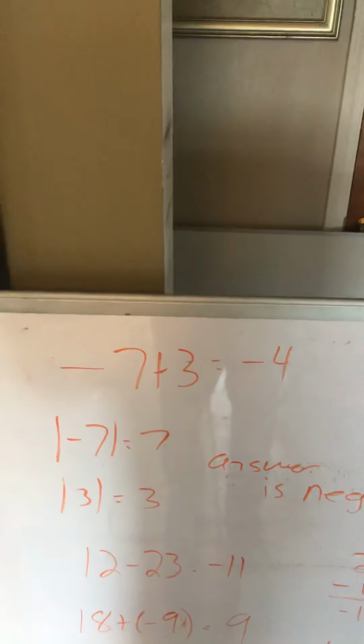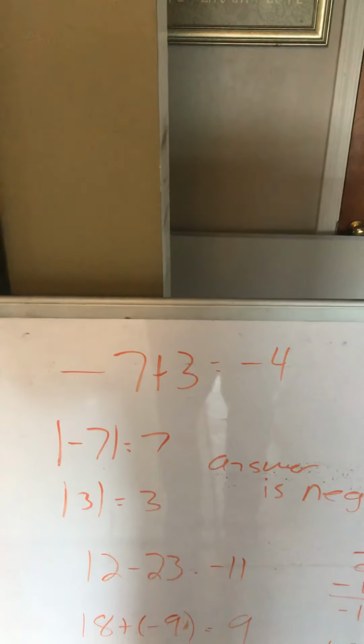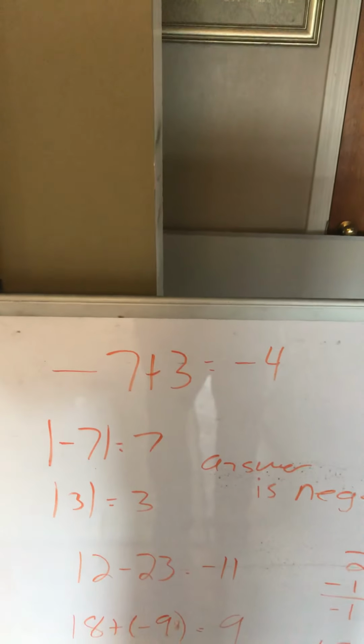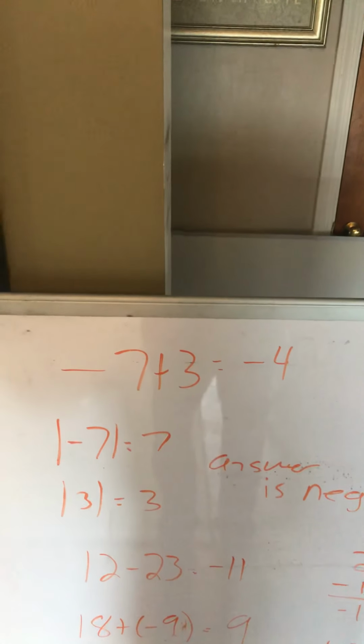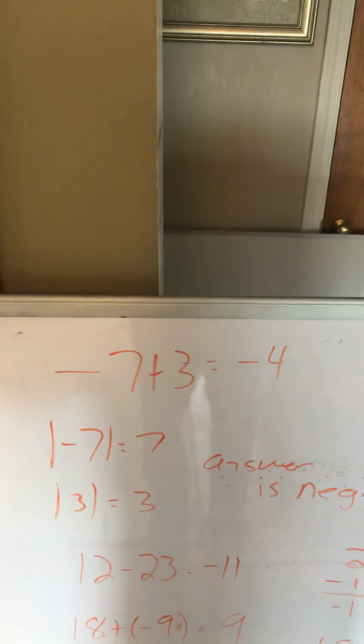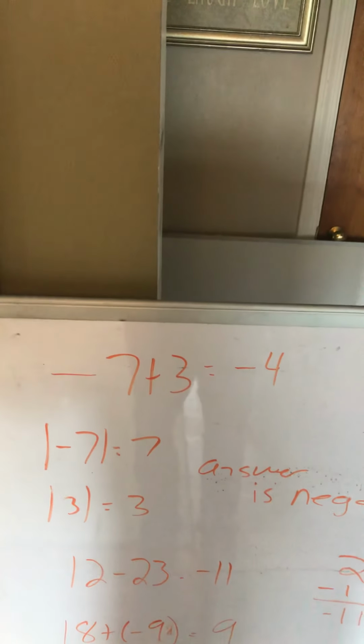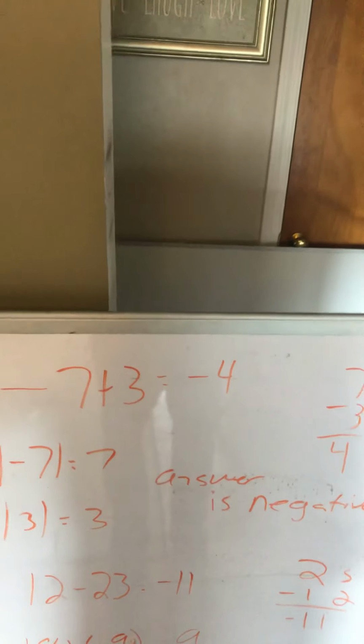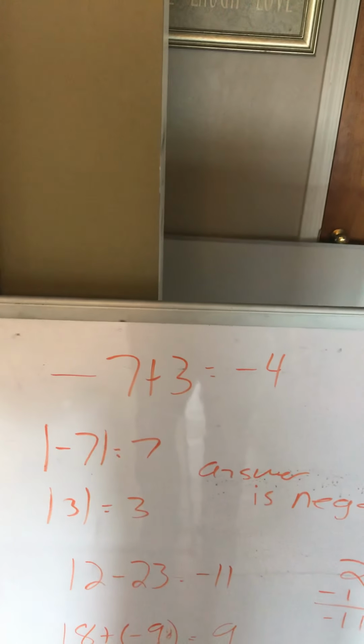I like to use money or points to understand why the answer is negative 4. If the Miami Dolphins lose by 7 points at halftime, and then they kick a field goal worth 3 points, they're still losing by 4 points.